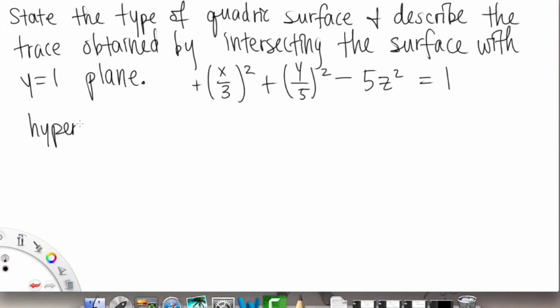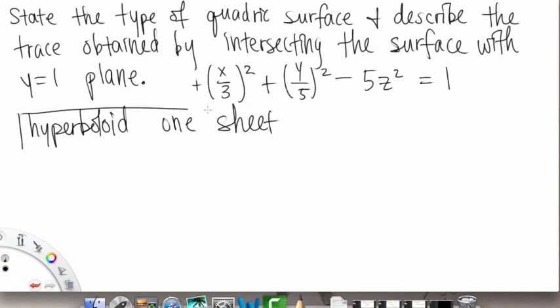So we have a hyperboloid, and on the right side we see a positive one, right? So that means it's also going to be a one-sheet one in particular. So we figured out the first part: hyperboloid, one sheet.